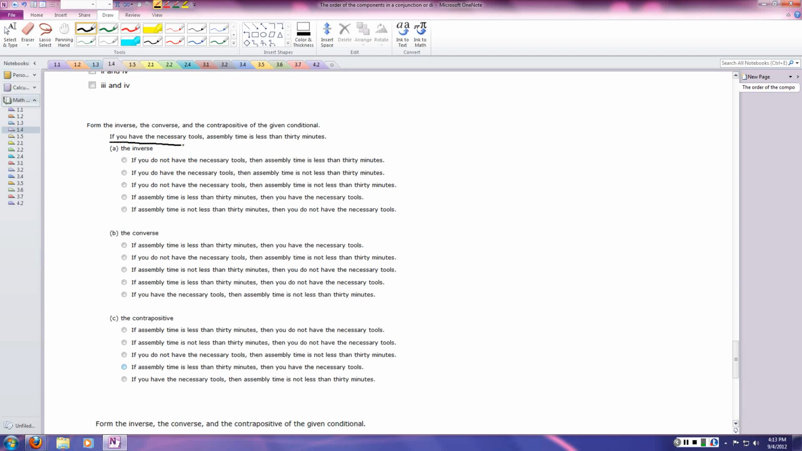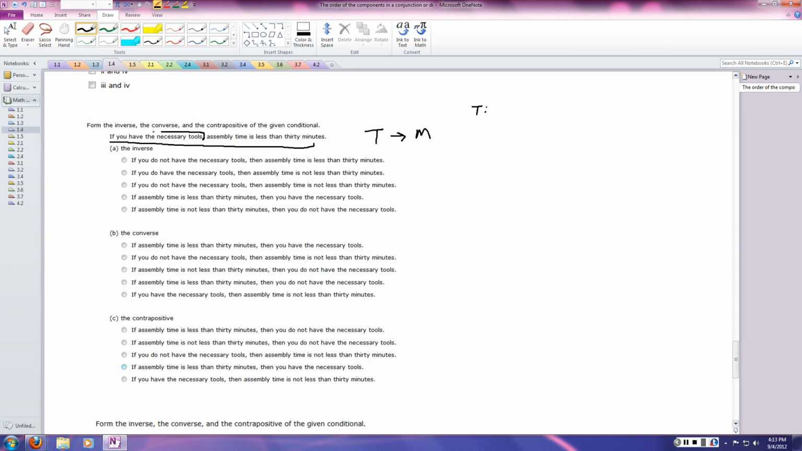If you have necessary tools, assembly time is less than 30 minutes. This "necessary" doesn't have any part of it. It throws them in there, so be careful. If you have the necessary tools, so if you have tools, the assembly time is less than 30 minutes. So tools, assembly time is less than 30 minutes.